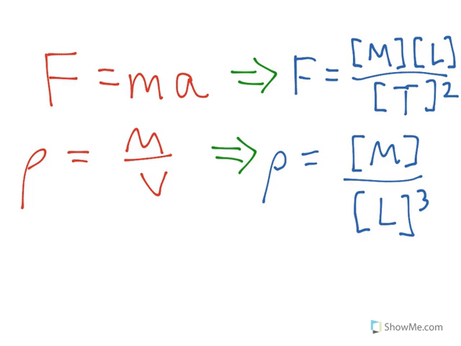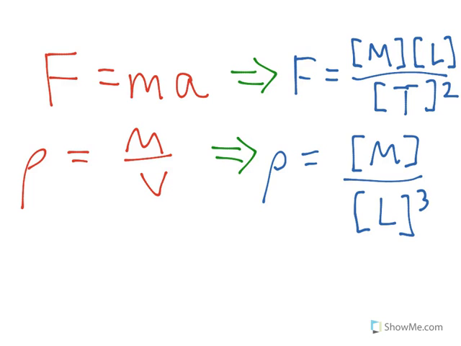Now, here I've demonstrated how you can actually express a couple of quantities just by using all of these fundamental dimensions. So we have force is equal to mass times acceleration. That is the fundamental description of force. So from that, we can say that if mass is obviously described by the dimension of mass and acceleration is length over time squared, then force is just [M][L] over [T] squared.